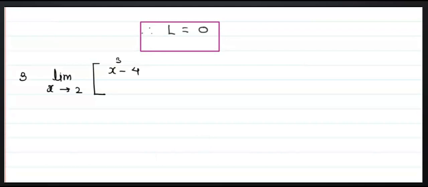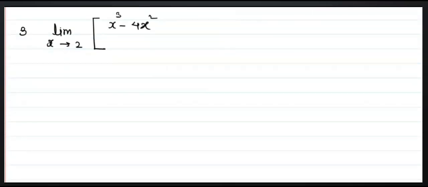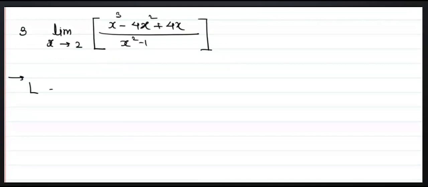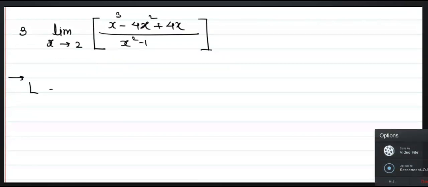Now next. Question number 3. Limit x tends to 2, x cube minus 4x square plus 4x over x square minus 1. This is the problem. What is here? x cube minus 4x square plus 4x. Now here we will take the common factor.